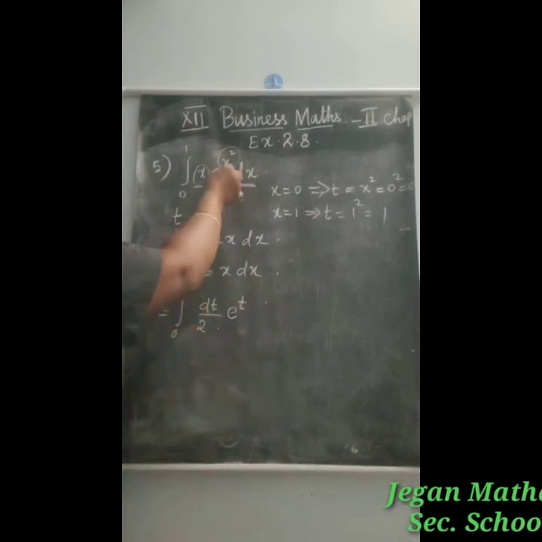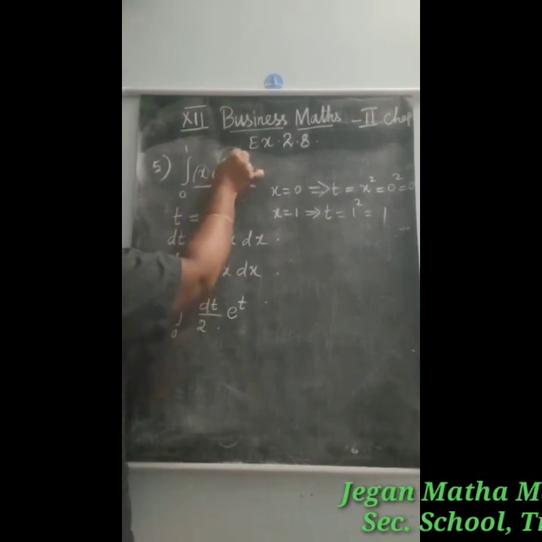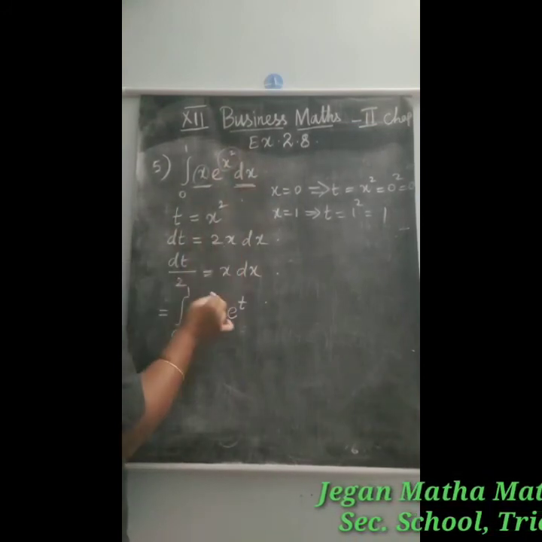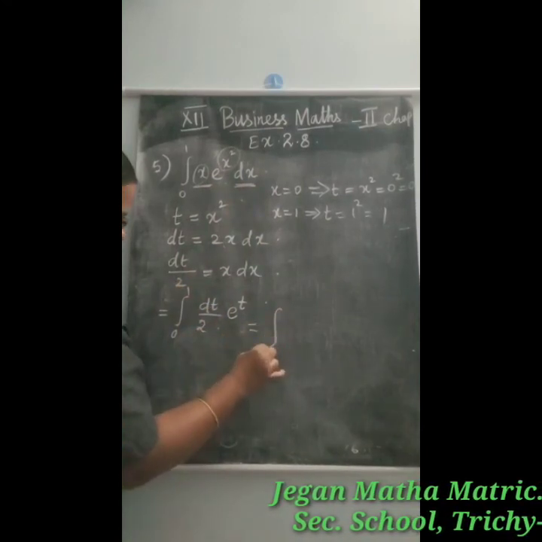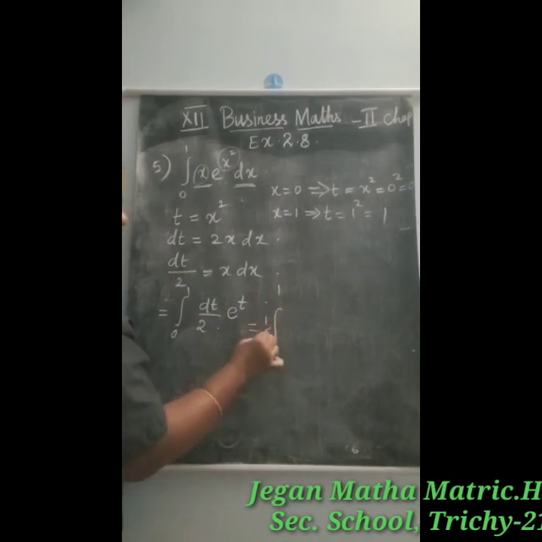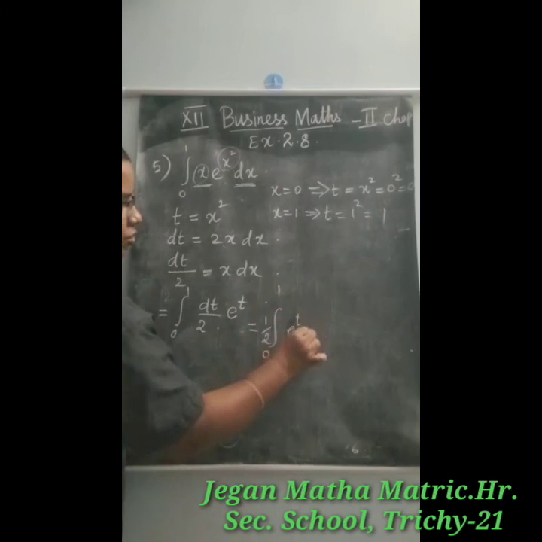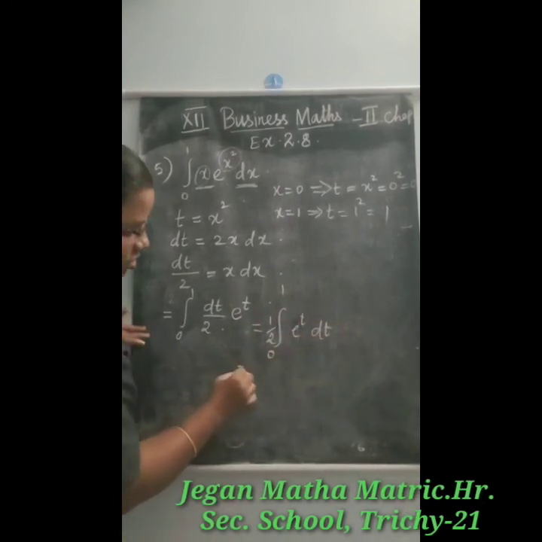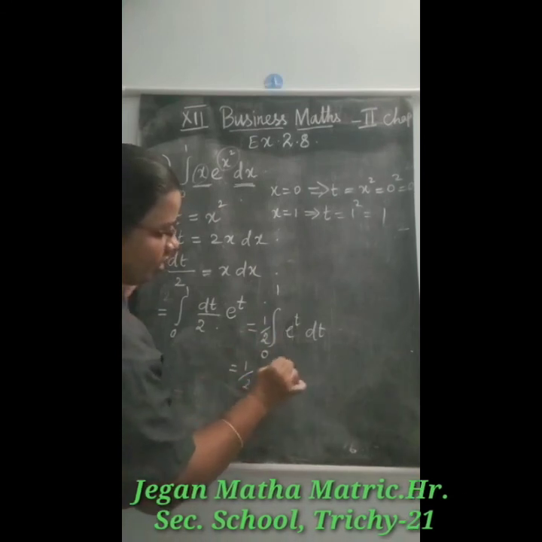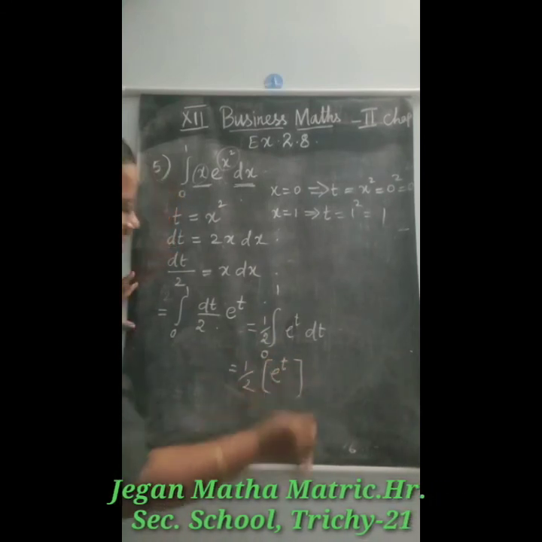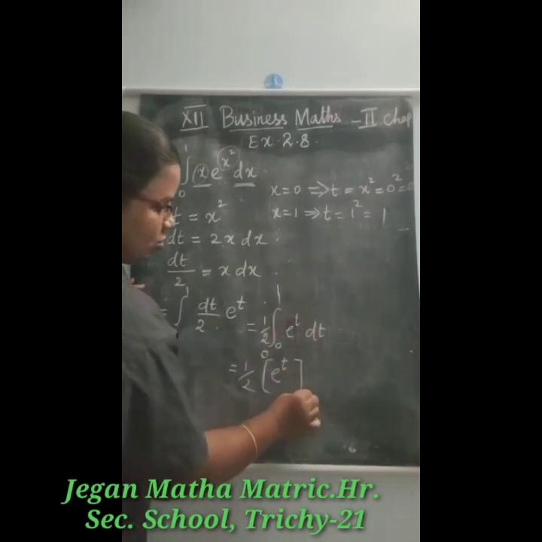Can you understand this one? e power t, because x squared is equal to t. So e power t, and x dx is dt by 2. So that is equal to the integral 0 to 1, with 1 by 2 as the constant, of e power t into dt. So that is equal to 1 by 2 into e power t, because the integration of e power t is e power t only. What is the limit value? 0 to 1.